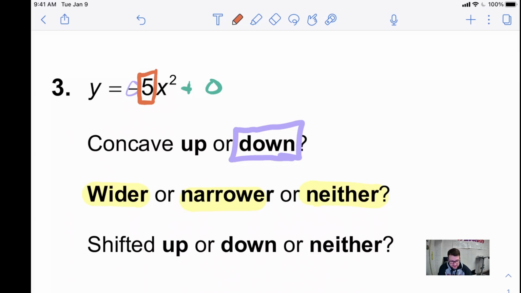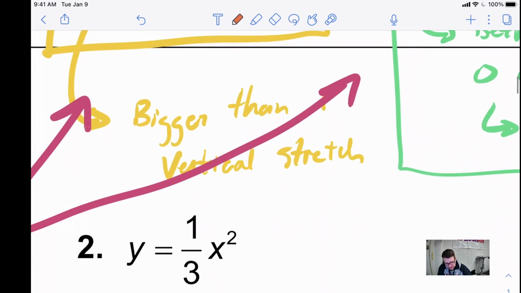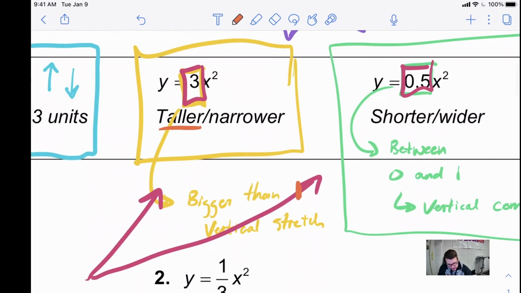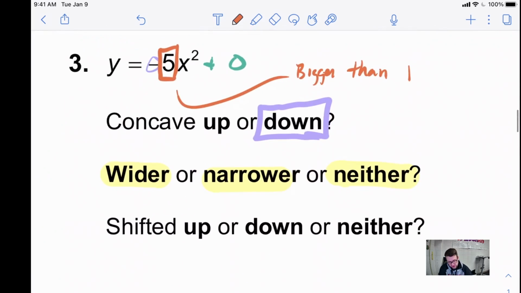So since I have that 5 in there, 5 is bigger than 1, which means if you come back up here, if we are bigger than 1, that's going to be a vertical stretch, and it's going to make our graph taller or narrower. Those two ideas are two different words, but they mean the same thing in this situation. So narrower is the option that works for us because that 5 is bigger than 1.